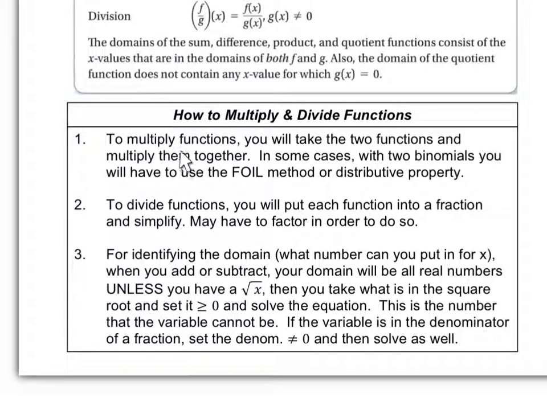To multiply functions, it's going to be similar to what we did with add and subtract. We're going to take the two functions and multiply them together. Sometimes they're going to be monomials, you just multiply them. Sometimes they're going to be two binomials. It could be a monomial times a binomial where you have to distribute, or it could be two binomials where you have to use the FOIL method. Or it could be a binomial times a trinomial where you have to use the distributive property. And then you're going to have to be able to find the domain.